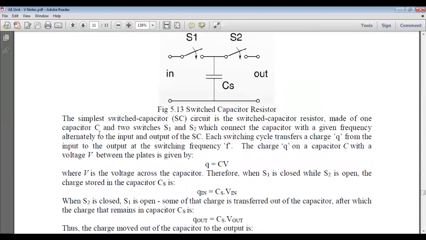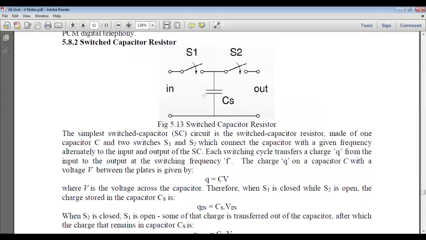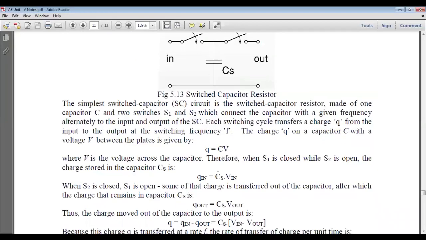It is made up of one capacitor C. Two switches S1 and S2 are used at a particular frequency. So for example, consider the first case, S1 is closed, S2 is open. At that time, input voltage is applied. That input voltage charges the capacitor CS, which is given by Q input equal to CS into V input. Basically, the expression for charging a capacitor C is given by Q equal to C into V. Q is nothing but charge, C capacitor value, V is the applied voltage.